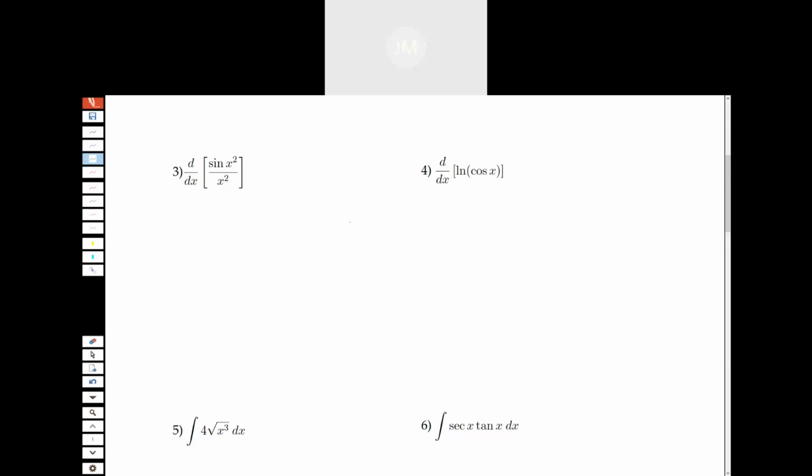Okay, so let's go ahead and go through problems 3 and 4. For problem 3, I can clearly see a quotient, so I want to make a little reminder of what the quotient rule is.